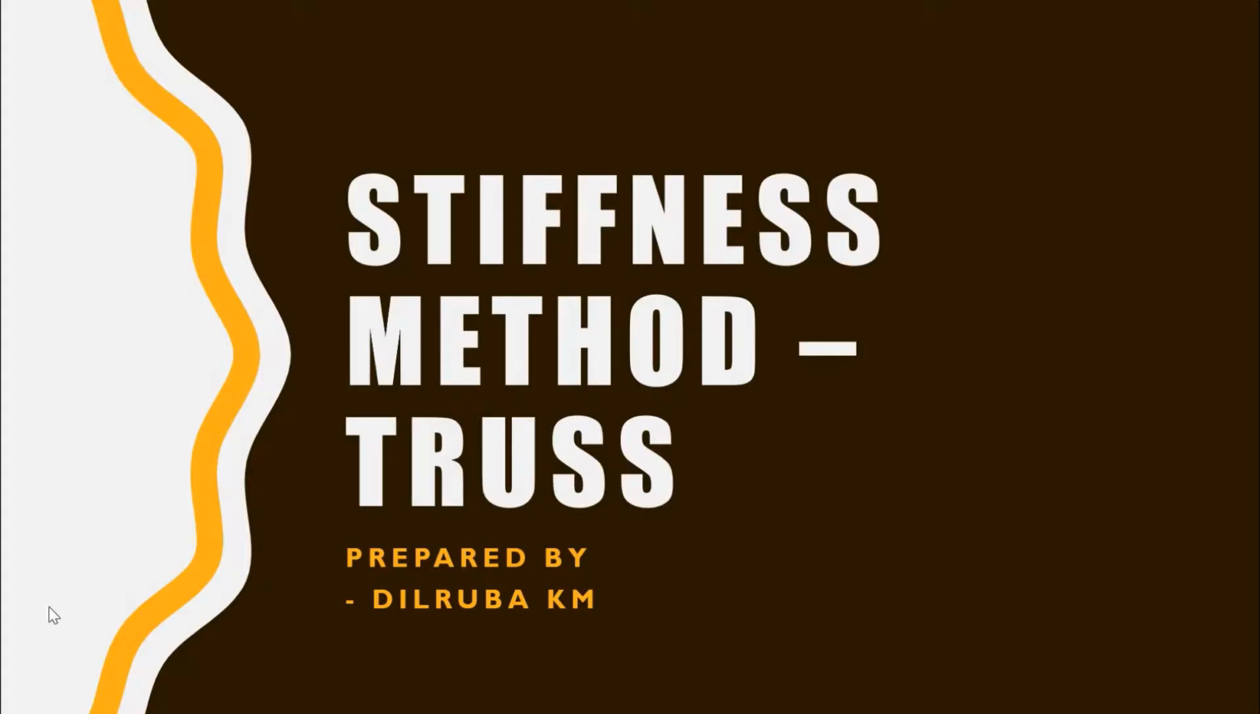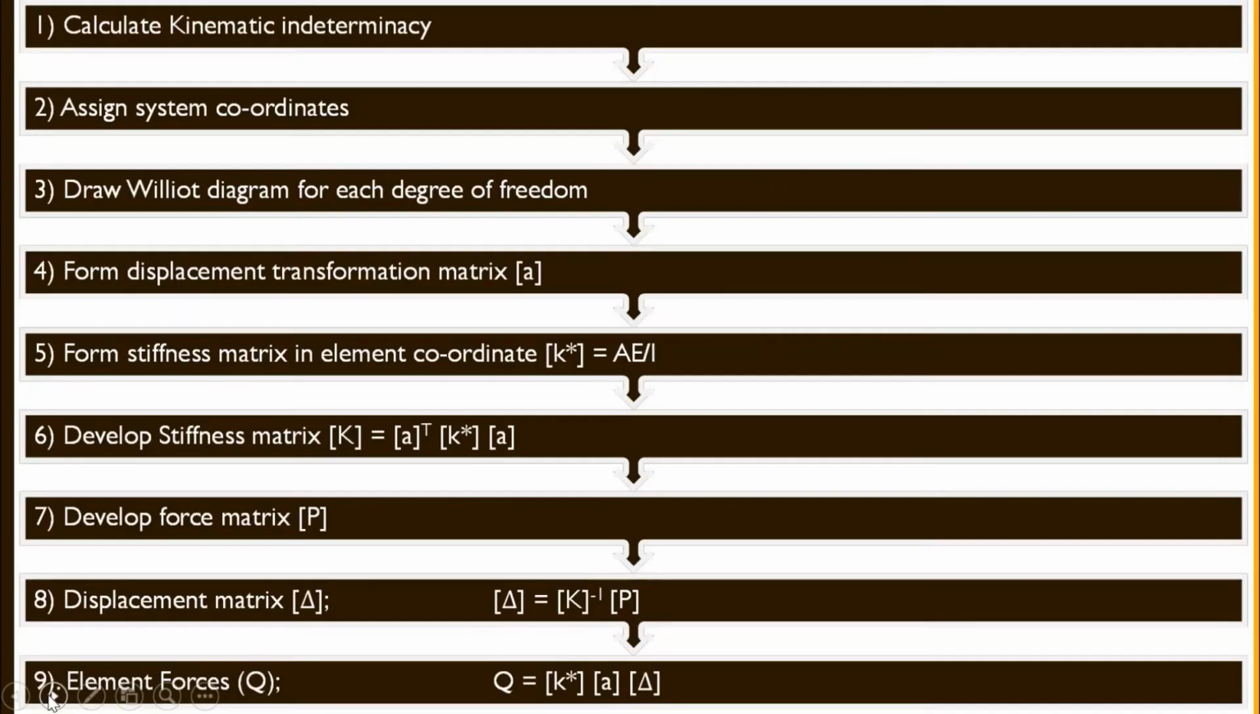Good morning, everyone. Today we are going to see how to analyze a truss member by using the stiffness method. There are 9 steps for analyzing a truss member using the stiffness method. They are: first step is to calculate kinematic indeterminacy, and second we will assign system coordinates.